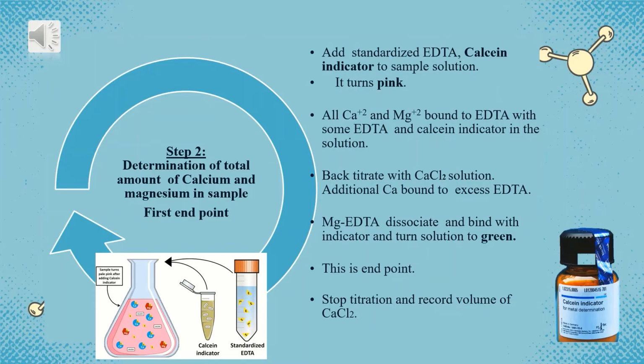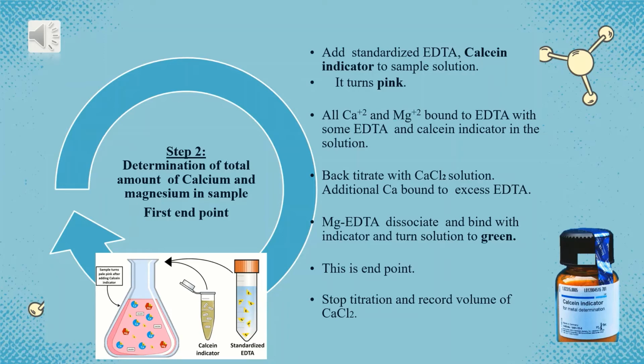First step, that was standardization of EDTA. The next step is the determination of total amount of calcium and magnesium in the sample until first endpoint. For this purpose, we will add standardized EDTA and calcium indicator to the sample solution. The sample solution should turn pink.